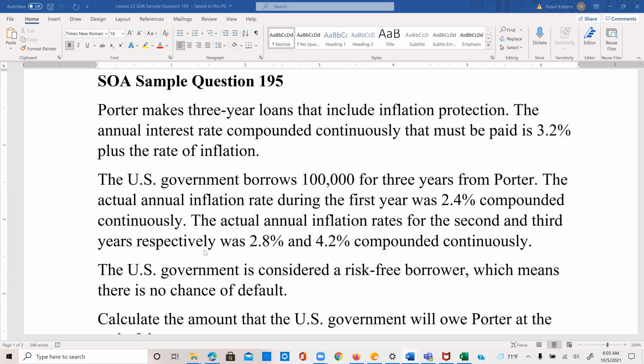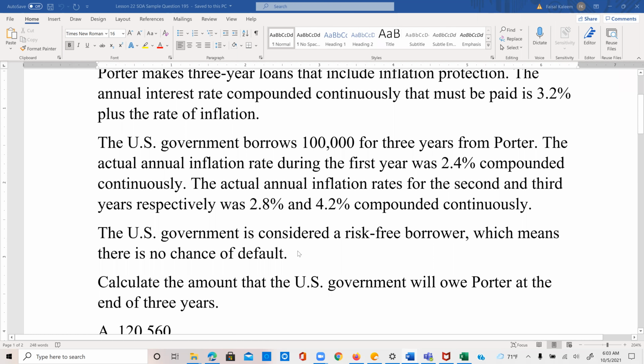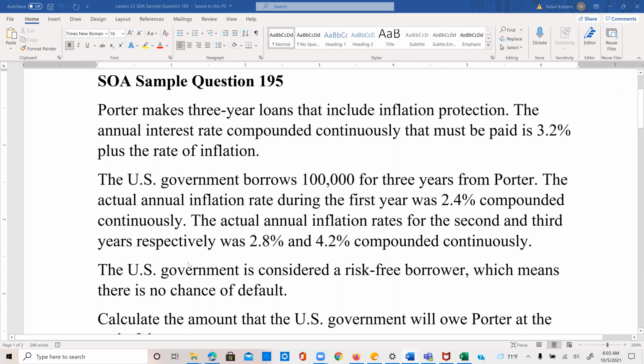The US government is a risk-free borrower, which means there is no chance of default. Calculate the amount that the US government will owe Porter at the end of 3 years. So what the inflation rates will do is they just add on to the usual rate. So 3.2% continuous is the usual rate.